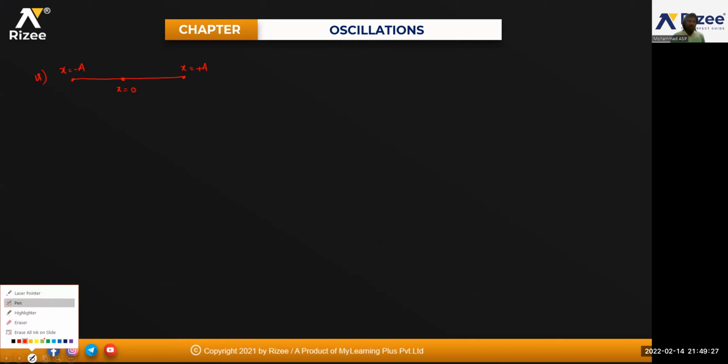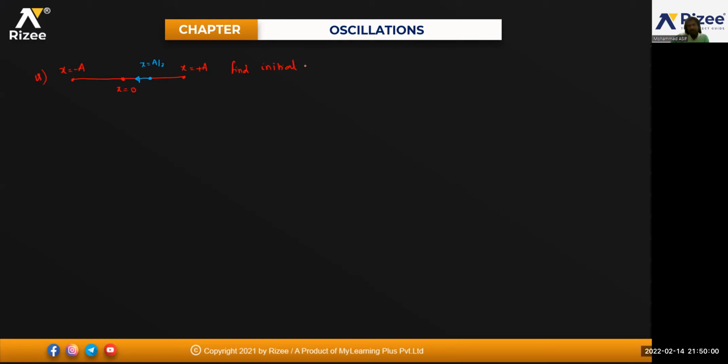Now what I'm doing is, I'm taking the particle somewhere here, at x equals A by 2. If the particle is moving towards the mean position, this is the direction of the arrow mark. That means velocity is directed towards the mean position. Now my question is, find the initial phase angle.